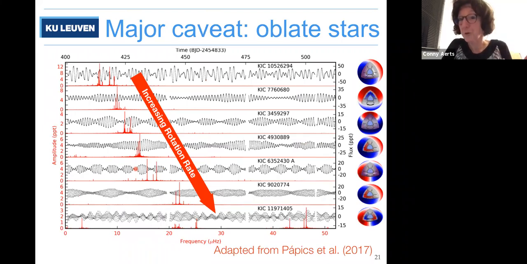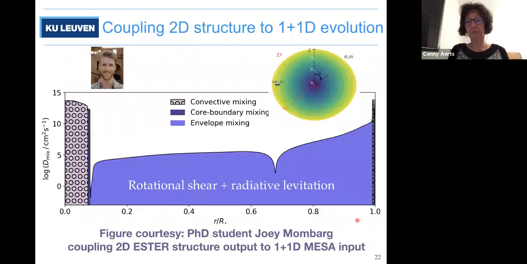What's the caveat? We are assuming that these stars are spheres. And in my future plan, I have the ambition to improve that and to look at these cartoons here on the right and to realize that the higher the rotation frequency, the more the stars are oblate. And we need to take that into account. I think I'm going to stop here. We are doing the first steps. This is, again, one of my PhD students' results.